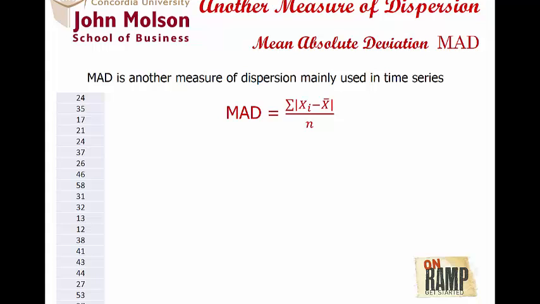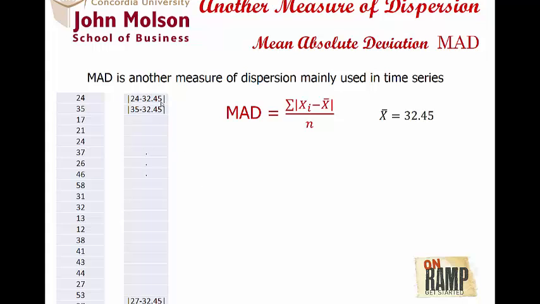So I could take each observation minus the mean of 32.45. 24 minus 32.45, 35 minus 32.45, and so on. I take all those differences in absolute value. Absolute value means whether it's negative or positive, it will give me a positive number. Like the first one, 24 minus 32.45, it's a negative number, but with absolute value, it's positive. If I did not have the absolute value and added up all those differences, I'd find 0.